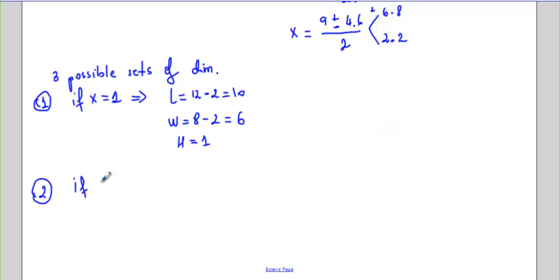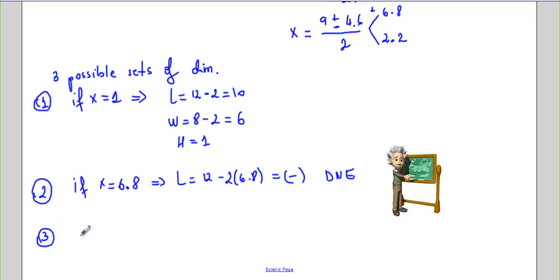If x equals 6.8, we repeat the process from above, and we substitute x in the formula for length and width. So the length would be 12 minus twice 6.8. However, we notice that we would get a negative result, which means that for x being 6.8, there is no such box, so we cannot consider this case.